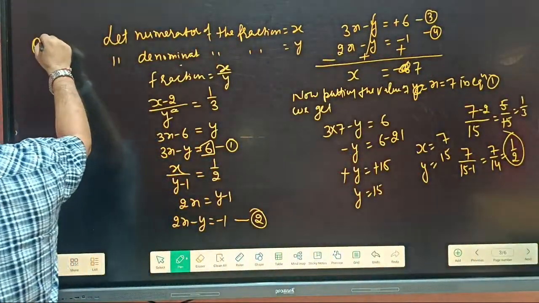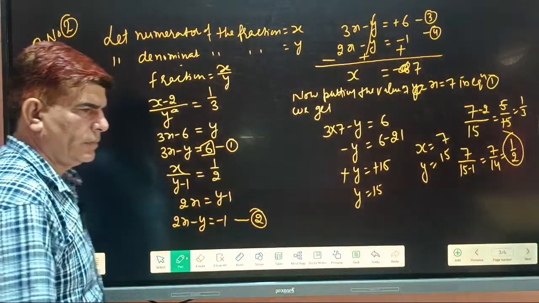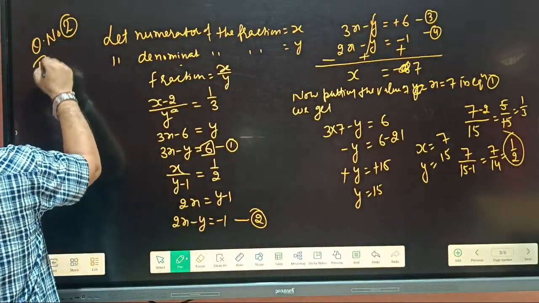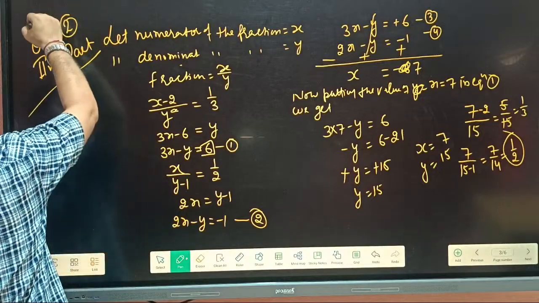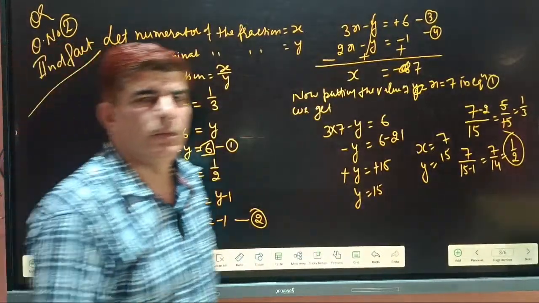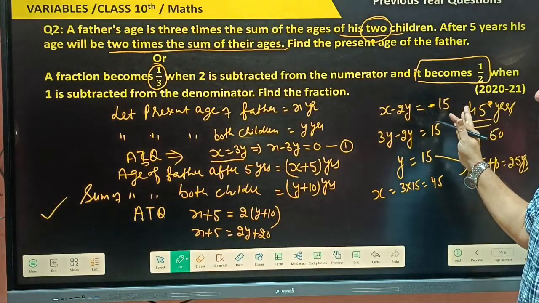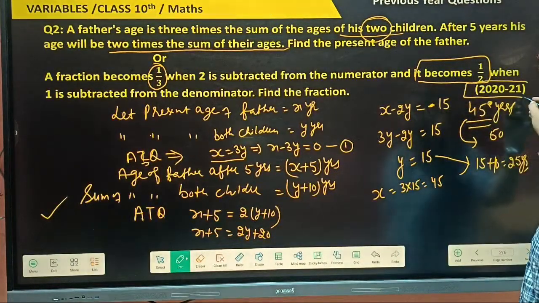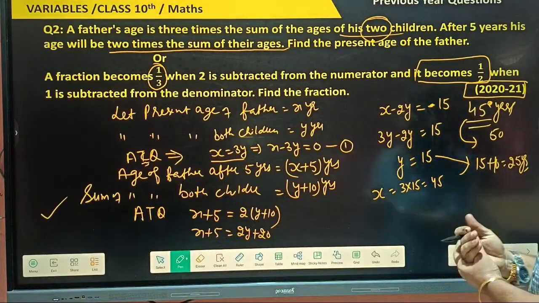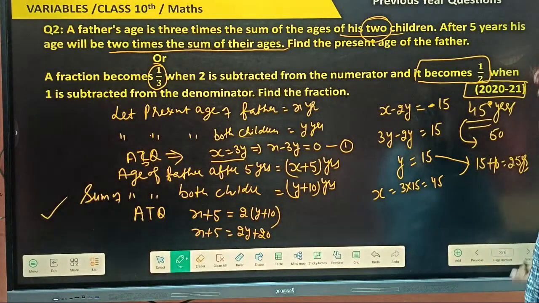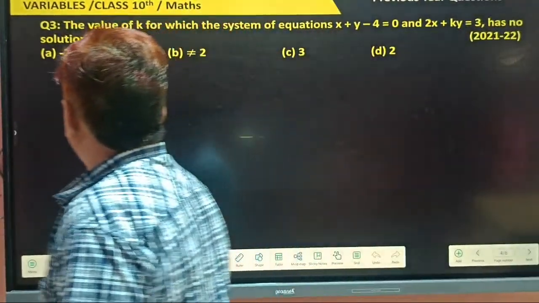So this is question number 2, second part we can say, which is given in the OR. So here given, I told you, understood, which came in the year 2020 and 21 in the exam of Central Board of Secondary Education, CBSE. One more question given, question number 3.